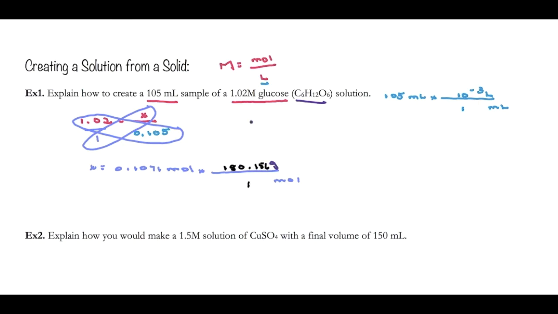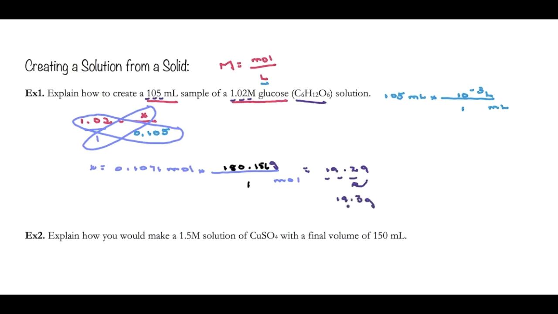Okay? And so what that then tells me, when I multiply by my number of moles, which was 0.1071, the mass is going to be, unrounded, 19.29. Figure out sig figs. 105 has 3 sig figs. 1.02 has 3 sig figs. So I need 3 sig figs. So this is going to be 19.3 grams.